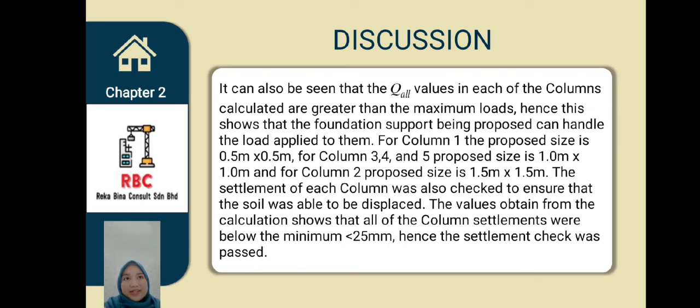For column 1, the proposed size is 0.5 meter multiplied by 0.5 meter. For columns 3, 4 and 5, the proposed size is 1 meter multiplied by 1 meter. For column 2, the proposed size is 1.5 meter multiplied by 1.5 meter. The settlement for each column was also checked to ensure that the soil would not be displaced excessively. The values obtained from the calculation show that all of the column settlements were below the maximum of 25 mm. Hence, the settlement check was passed.